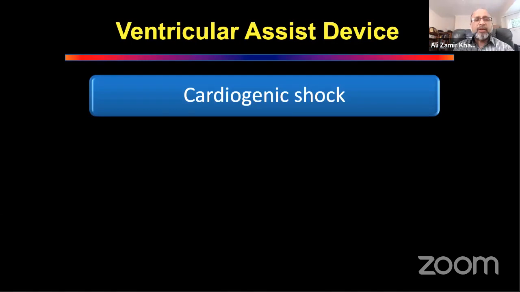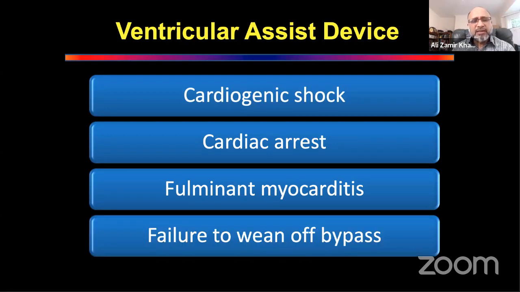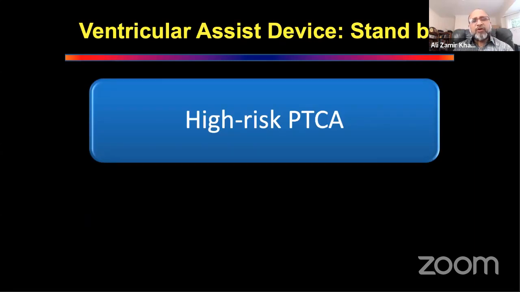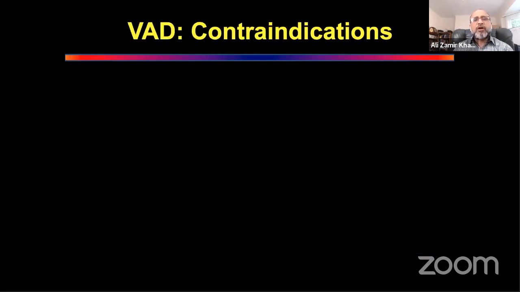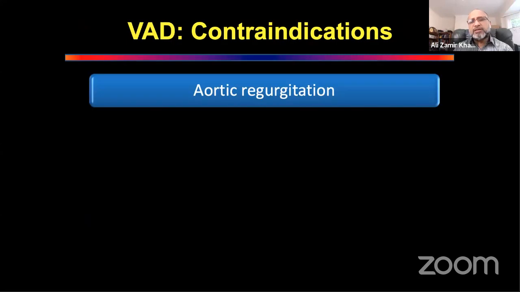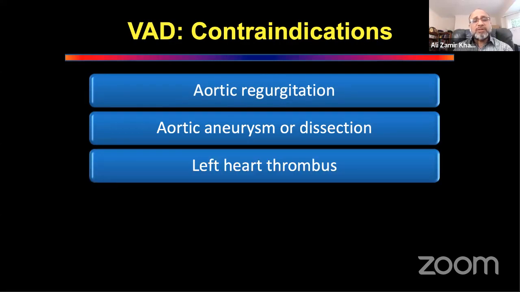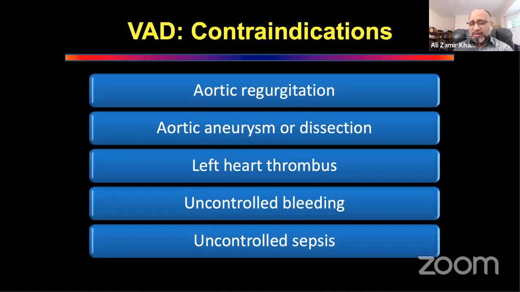There are no questions here, okay? So a ventricular assist device is indicated in cardiogenic shock, in cardiac arrest, in fulminant myocarditis, and in failure to wean off bypass, okay? It can be on standby for high-risk PTCA and on standby for high-risk cardiac surgery with poor preoperative function. The contraindications to a ventricular assist device are the same as a balloon pump: aortic regurgitation, aortic aneurysm or dissection, a thrombus in the left heart, uncontrolled bleeding or uncontrolled sepsis. So more or less the same.